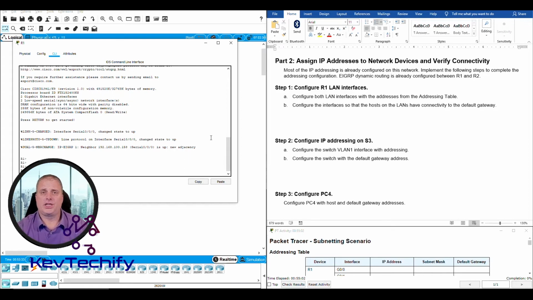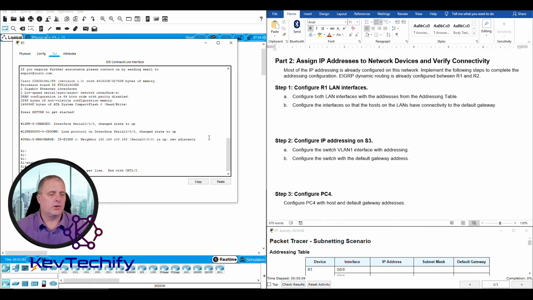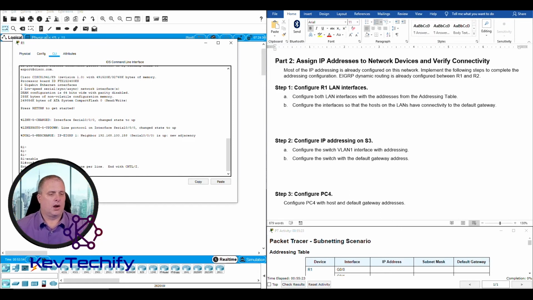Now we're going to make changes to the configuration. We need to get in global configuration mode. Once again, that is config T. Go ahead and do that. Notice our prompt has changed. We're going to work on gig 0/0 interface first. Command is interface or int space g0/0. Our prompt has changed again.